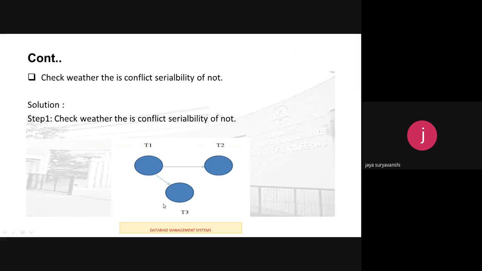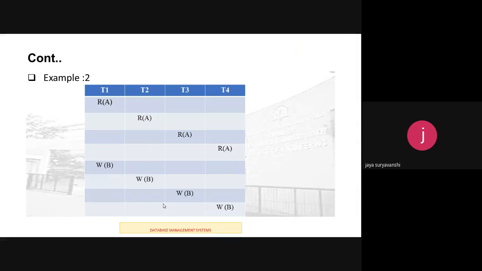So now there is no graph available. It means it is conflict serializable. Okay, so this is one example. Again, we will take another example.